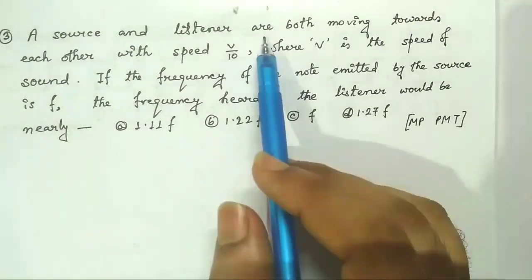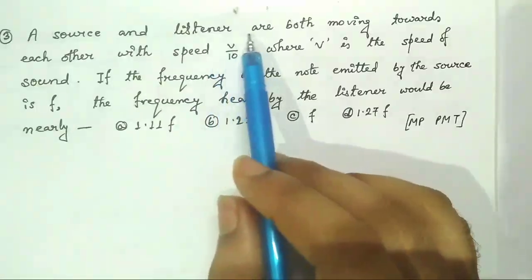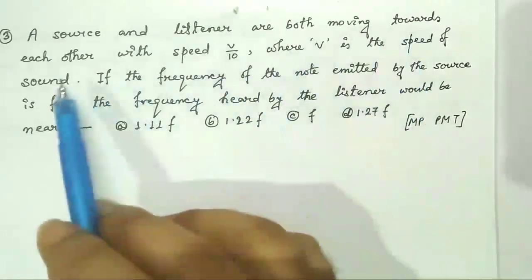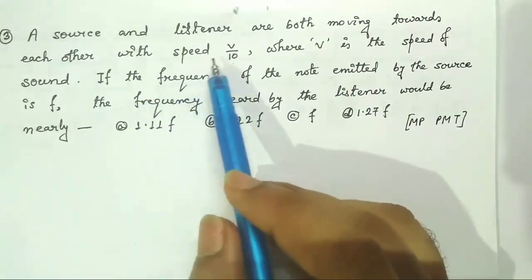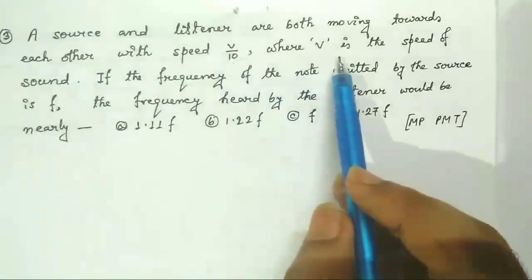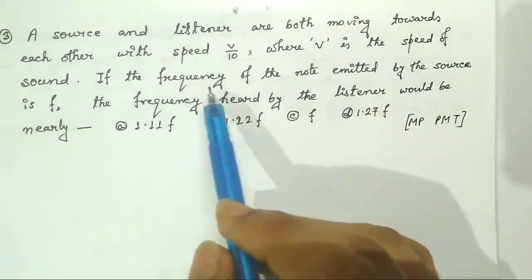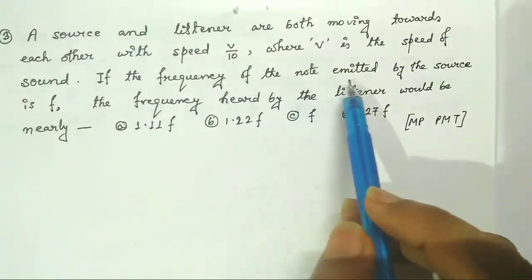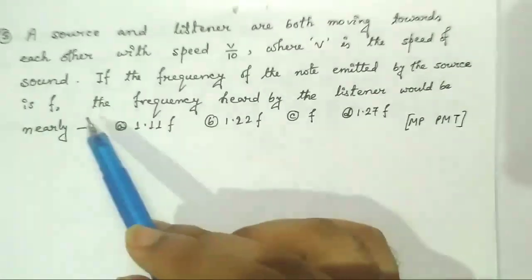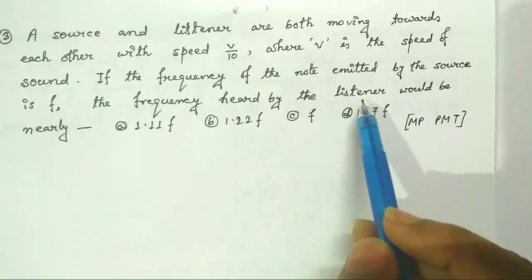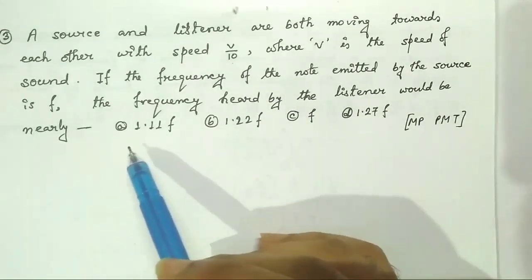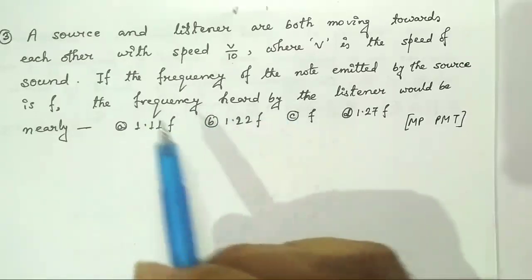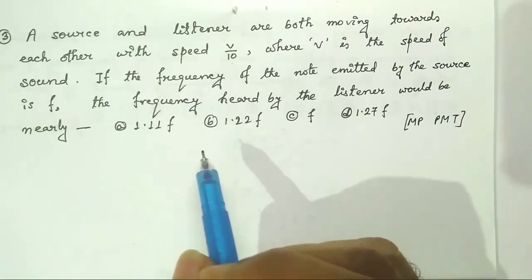Question number 3. A source and listener are both moving towards each other with speed v by 10, where v is the speed of sound. If the frequency of the note emitted by the source is f, the frequency heard by the listener would be nearly equal to, the 4 options are given.